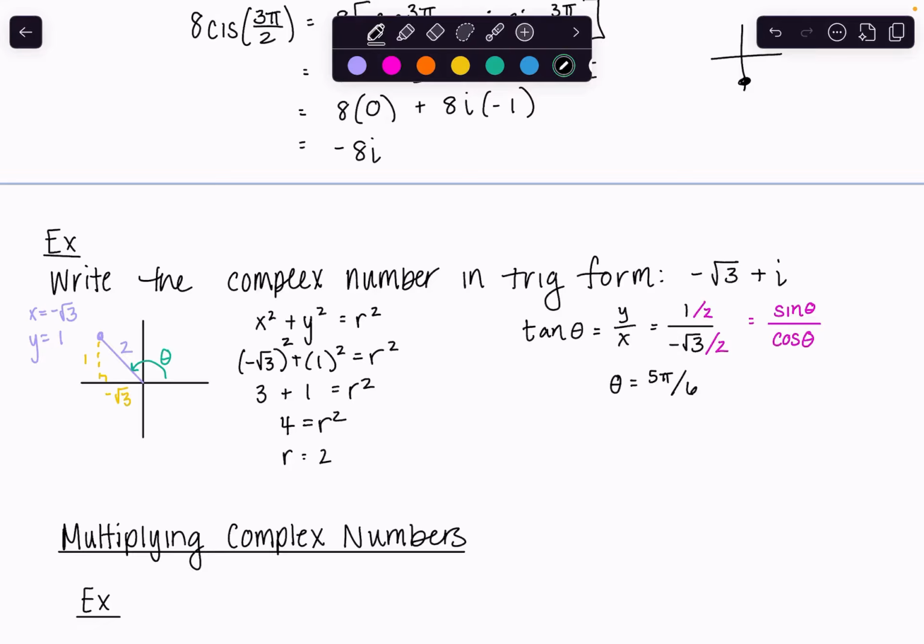Okay. So I have my angle, I have my value of r. So if I want to write this in our trig form, this would be 2 cosine of that angle plus 2i sine of the angle. Or condensed, our r value is 2. We have that cis to represent cosine plus i sine, and the angle is 5 pi over 6. So this is that number in trig form, okay?